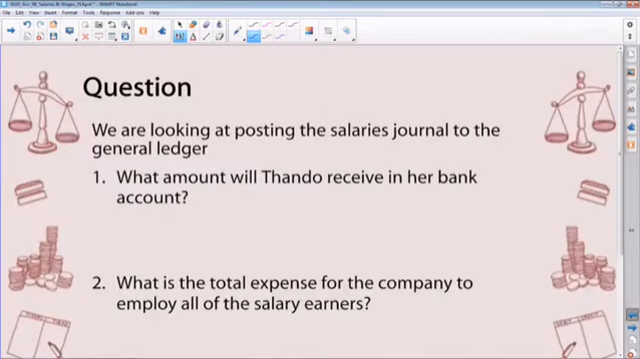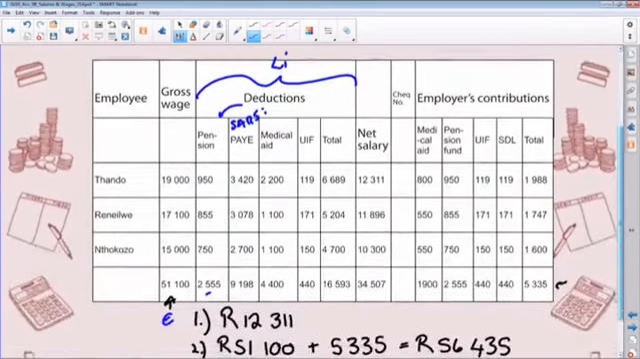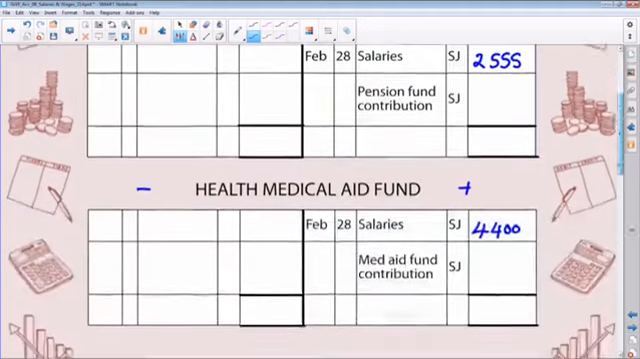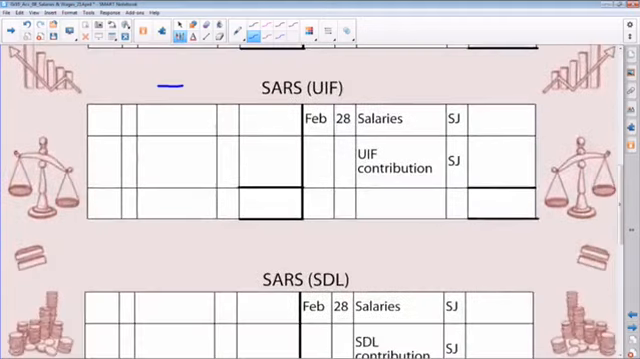Next column, a very easy one as well, your UIF. Now your UIF is 440, and also we will use the T account name SARS UIF. So let's go and create a SARS UIF T account. You will see it's there. And we will also create this to show it's a liability. Remember, we owe this money to SARS for the UIF deduction. And now we've completed all the deductions. So grade 10s, make a note, gross salary, that's the expense. All the deductions will be liabilities.